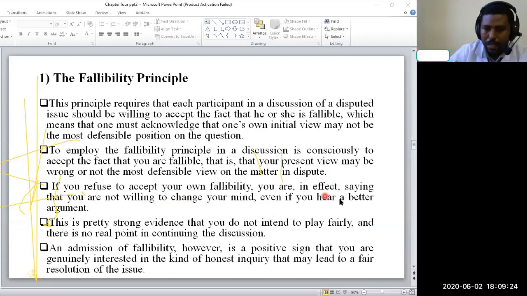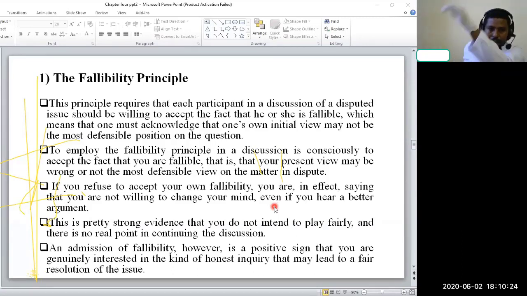Otherwise, you are in effect saying that you are not willing to change your mind, even if you hear better arguments. If we do not first assume that we are fallible, we should not even enter into discussion, because the discussion cannot be effective if we do not want to listen to the arguments and perspectives of others. Why would we enter into discussion? The reason we enter into discussion is that if there is something constructive in the argument of others, when you compare with others, it is to shift our mind.